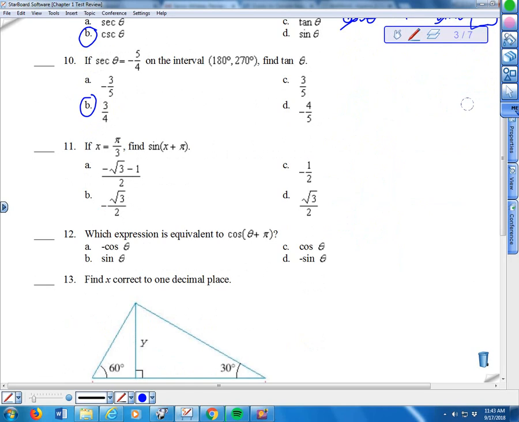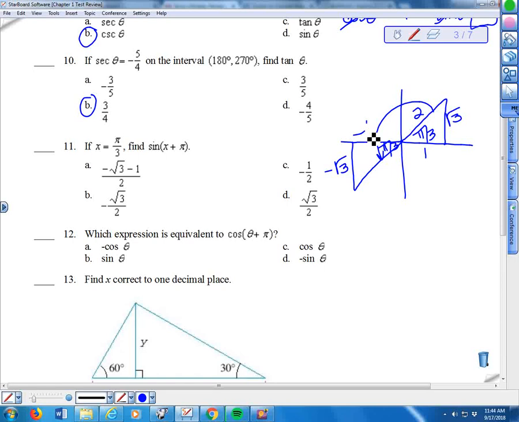If the angle is pi over 3, that's 60 degrees. So let's just go ahead and complete a 60 degree triangle. This would be 1, 2, square root of 3. And I'm going to add pi to it. So it's going to be right back here. The reference angle is still pi over 3. So this becomes, and I'm finding sine, it would be negative square root of 3 over 2.